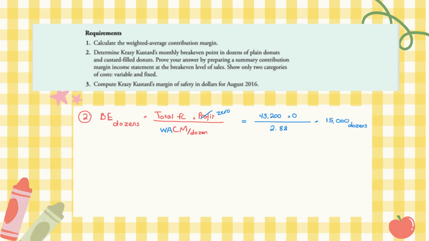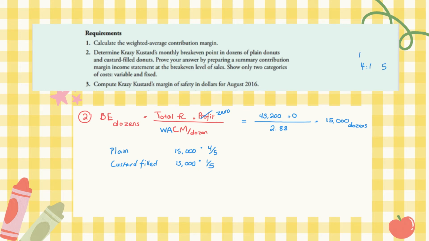Now again, the sales mix was 4:1. Okay, 4 dozens plain for every dozen of custard filled. So to find how many of the 15,000 dozens were plain and how many custard filled, I'm gonna use the proportion. I'm gonna multiply the 15,000 dozens by 4 divided by 5, then I need to multiply it again with 1 divided by 5. Again, the ratio is 4:1 and the total is 5.